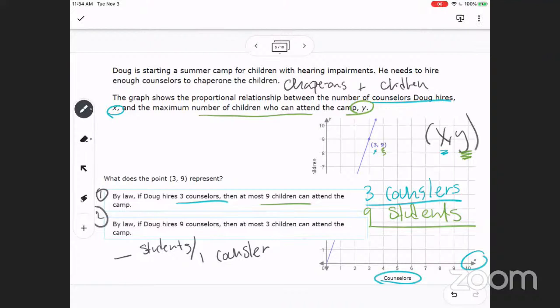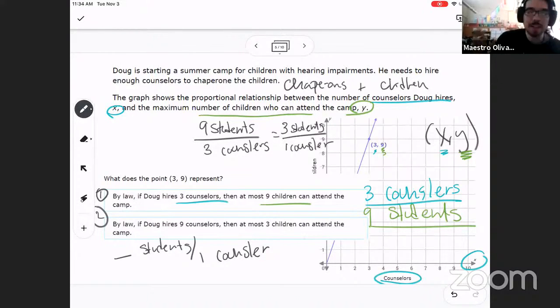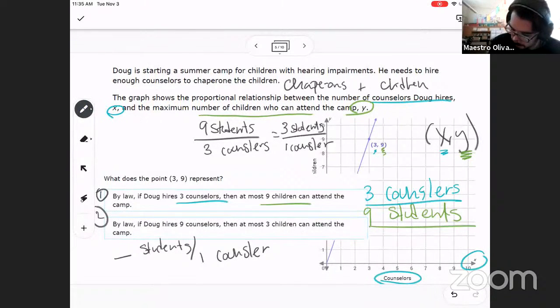What I did is I divided 9 students into 3 counselors. I got 3. Okay, so Elisel did 9 students divided by 3 counselors. And then your unit ratio was 3 students per 1 counselor, right? Yes. Beautiful. Let me write your name down.